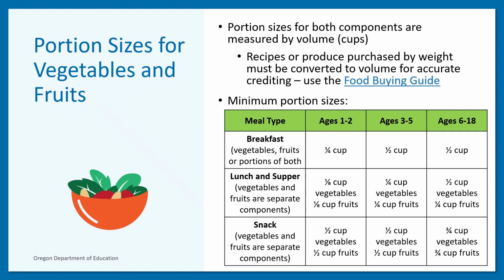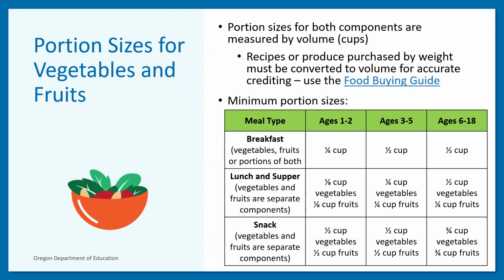As we mentioned, the portion sizes for both components are measured by volume, and this means that recipes with produce, which are often purchased by weight, must be converted to volume for accurate crediting. To figure out the appropriate amount to purchase to meet minimum serving sizes, check out the food buying guide, which will include conversion measurements in the additional information section.